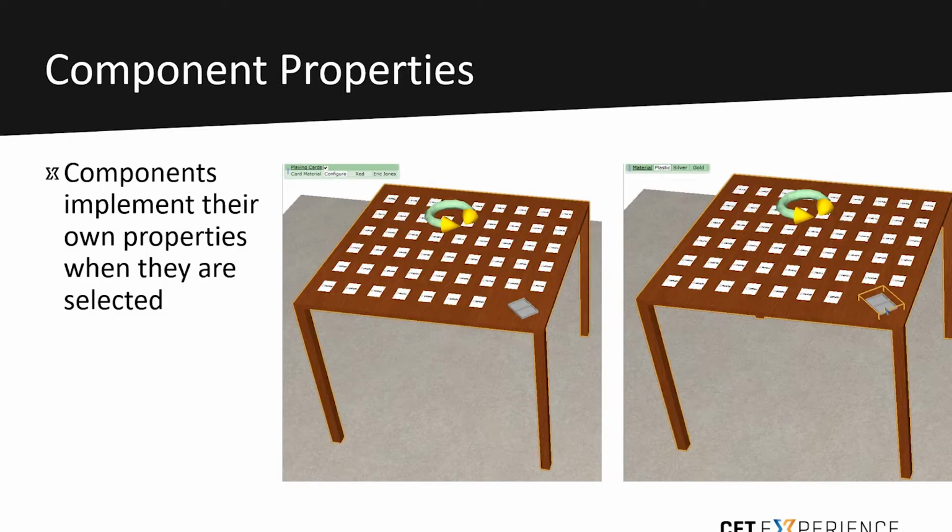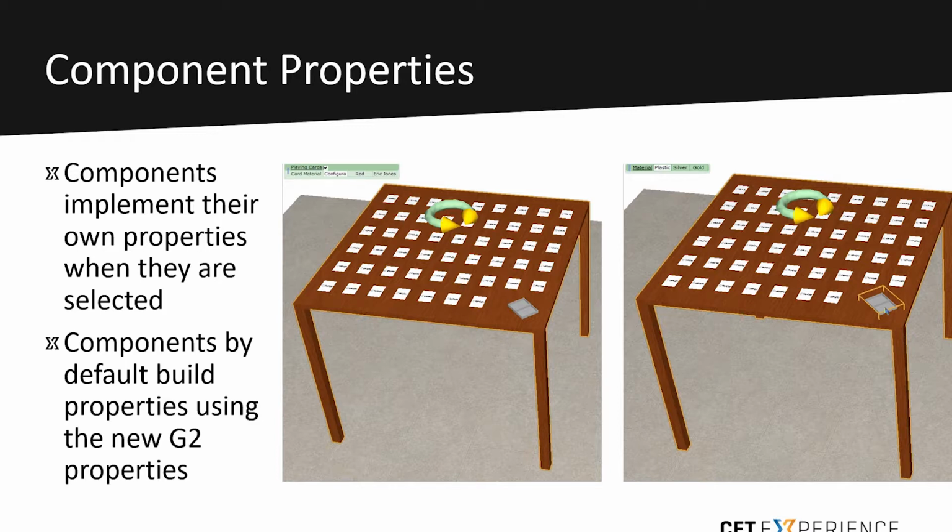Okay, components can implement their own properties when they are selected. By default, components use the new G2 property logic. In fact, I don't think the build quick properties method is even on components. So the only way that you can possibly get properties from a component is using the new G2 property logic.